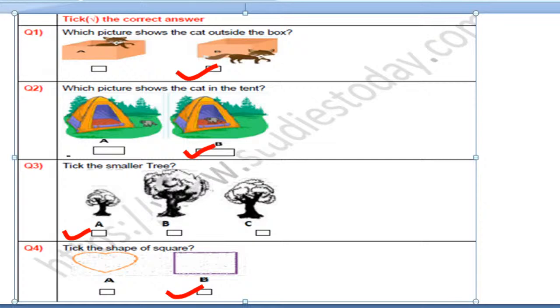There is a cat, and in the first picture it's inside the box, and in the second picture, on the right hand side, the cat is outside the box. So the second option is correct. We are going to mark the tick. I have already made a tick on the second one. The picture on the right hand side is your answer. So you are going to mark a tick. Yes, in the second picture, the cat is outside the box.